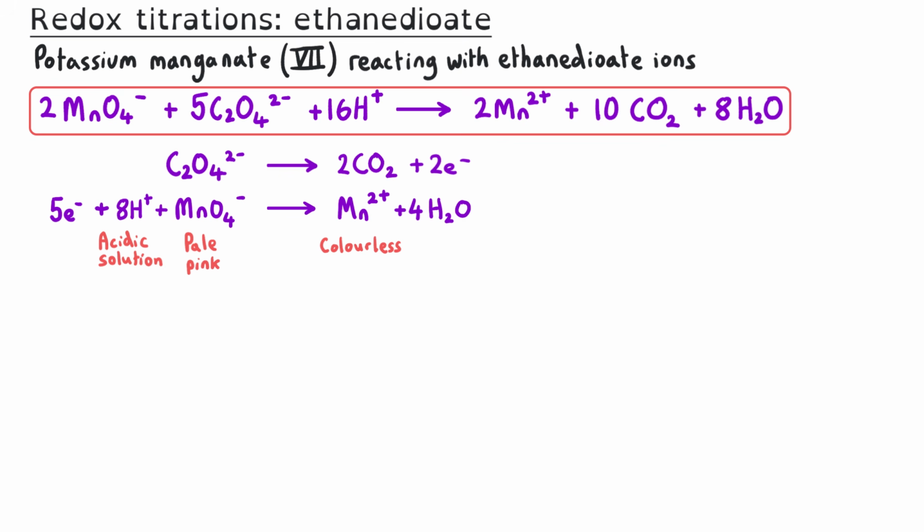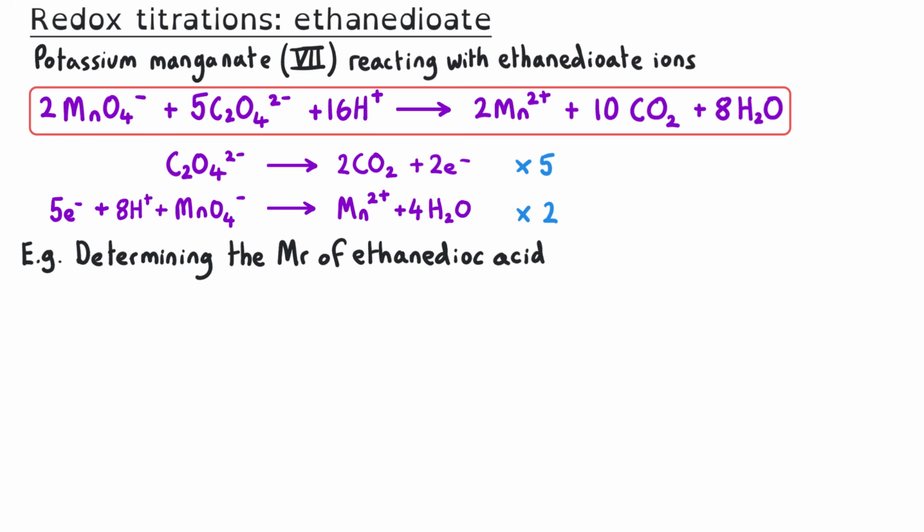You can also see the electrons in the 2 respective half equations, and that's why the ratio is 2:5, because the common multiple for electrons is 10, and so the top half equation needs to be multiplied by 5, and the bottom half equation multiplied through by 2.